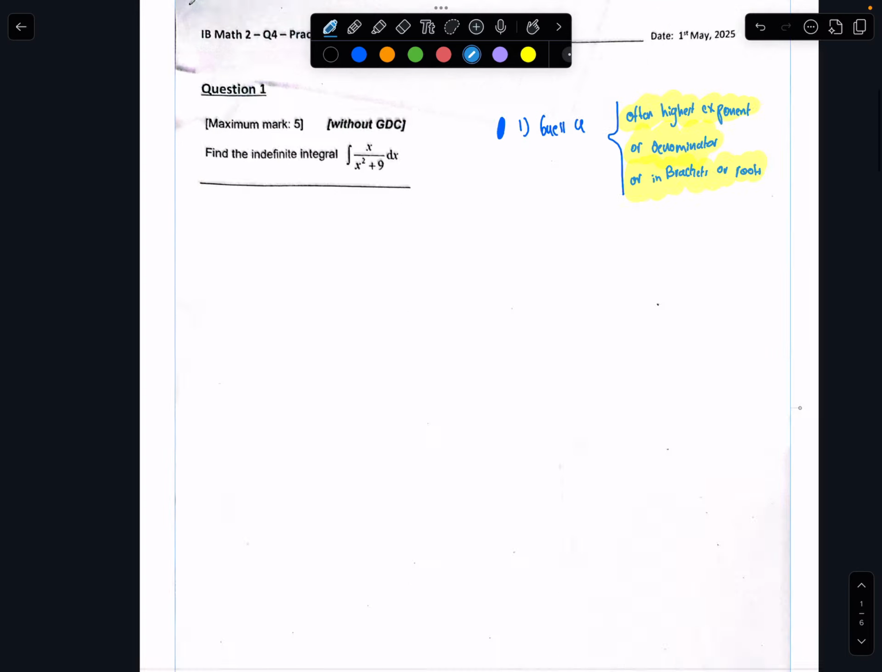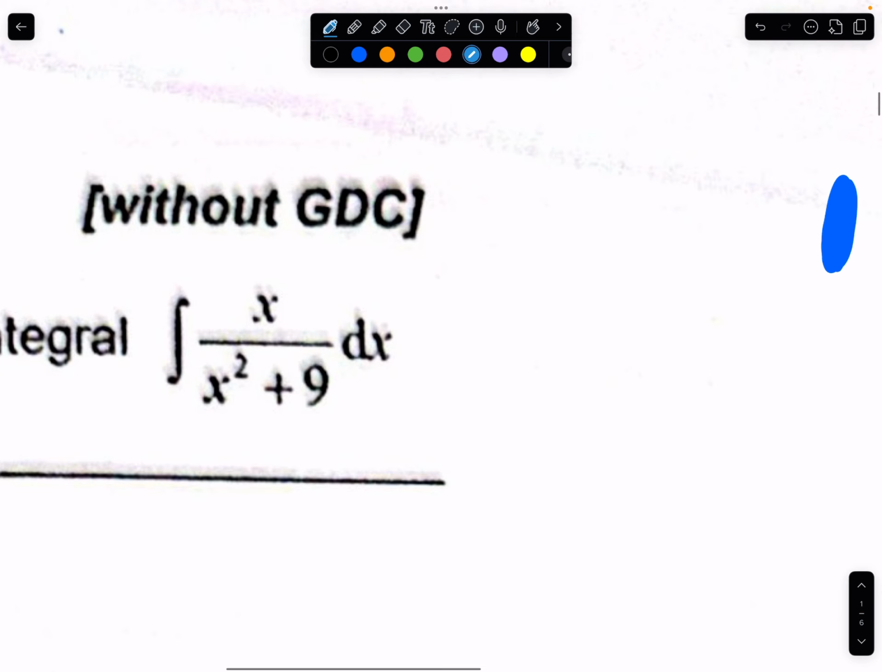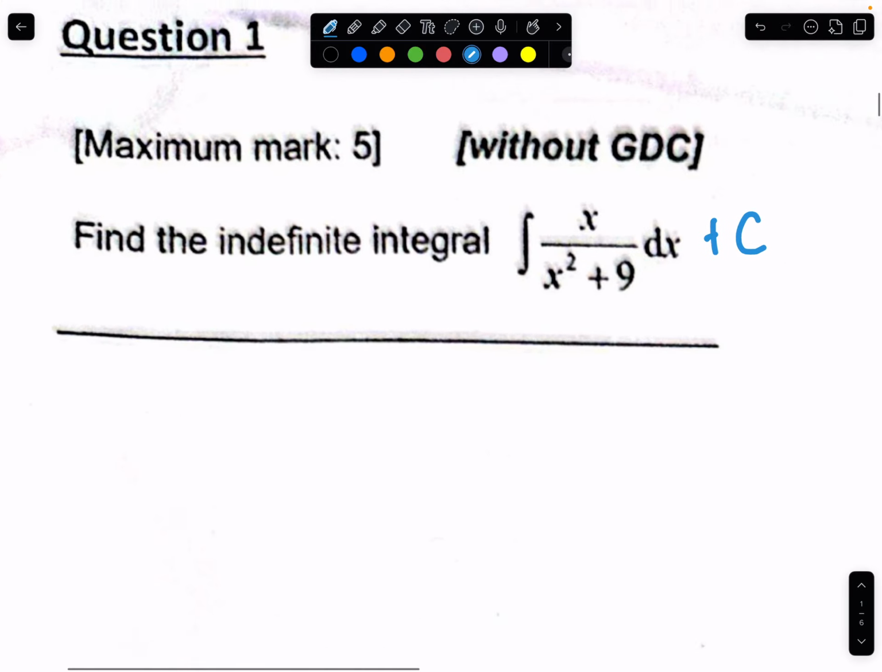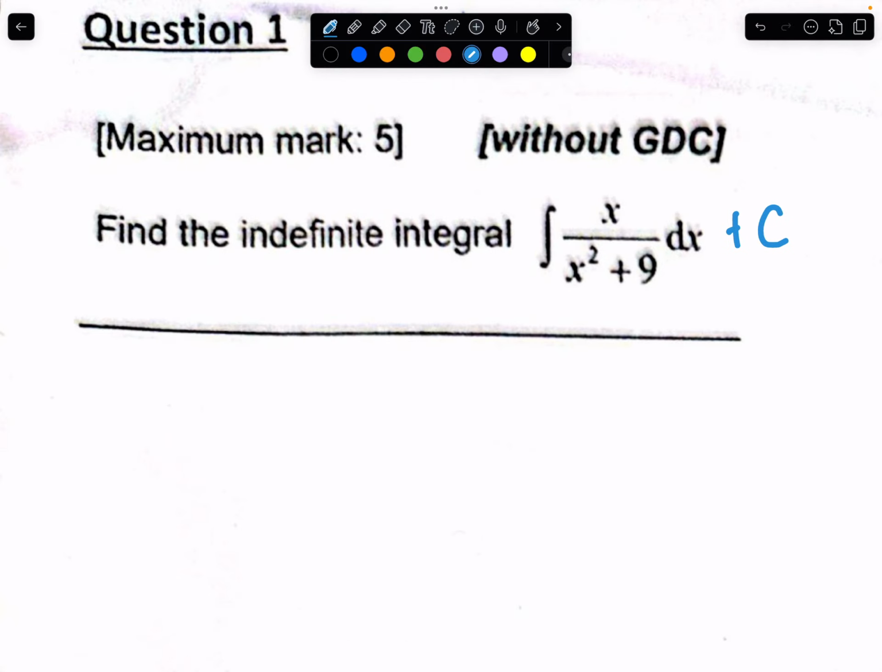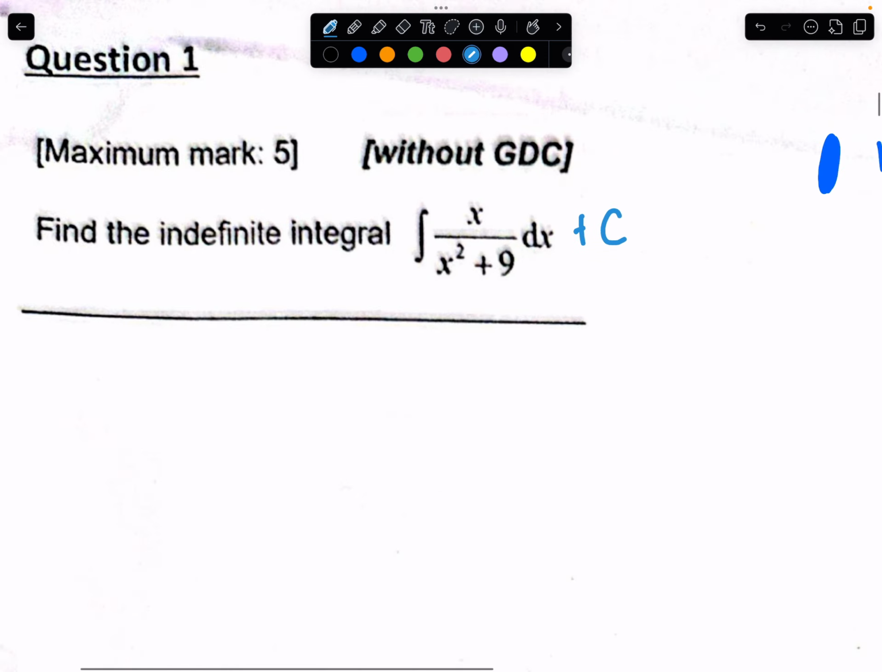We're not trying to find a number or area, we're just trying to find a formula. And at the end of each indefinite integral, we have to add a plus c. Now, why add a plus c? Because many different functions can have the same derivative, either shifted up or shifted down. So we add a plus c, the constant of integration, to include all the possibilities.